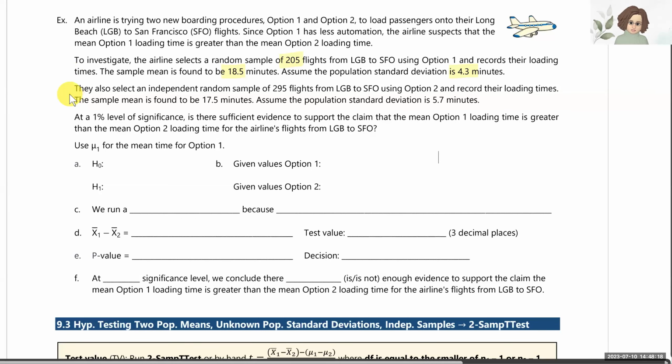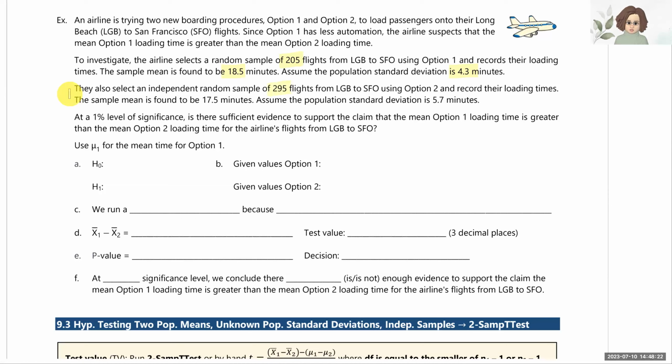And then they also select an independent random sample of 295 flights from Long Beach to San Francisco, now using option 2 to load passengers, record the loading times, and the sample mean is found to be 17.5 minutes, and we'll assume the population standard deviation is 5.7 minutes.